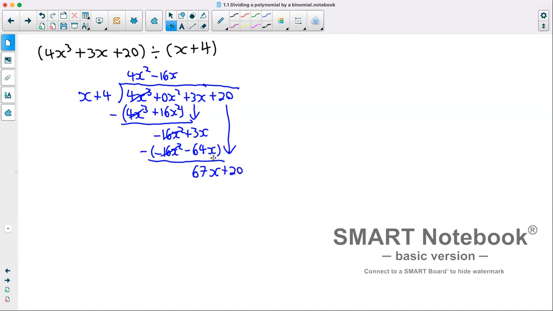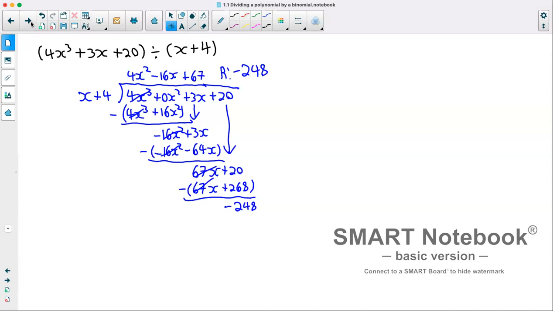x goes into 67x 67 times. So 67 times x is 67x. 67 times 4 is 268. Now we're subtracting this, so that's going to cancel that. And 20 minus 268 is -248. So this one has a quotient of 4x squared minus 16x plus 67 with a remainder of -248.